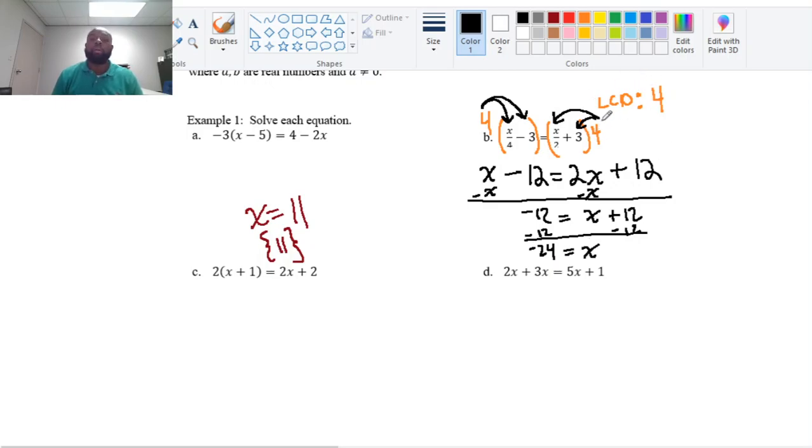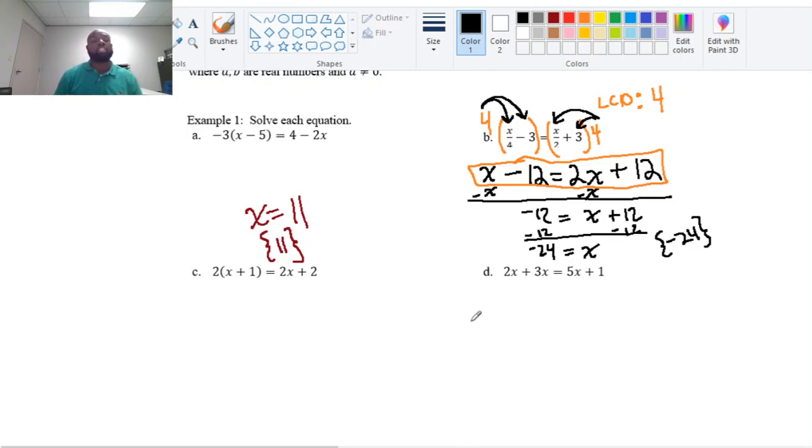Notice here, when I multiply both sides by the LCD, I was left with an equation that no longer had fractions, right? So multiplying both sides by the LCD gives me a way to get rid of my fractions, to clear the fractions out of an equation. That's a technique that we're going to use later. But this is what we have here: x equals negative 24. I can write that as a solution set like that, right? And so I've solved that equation there.